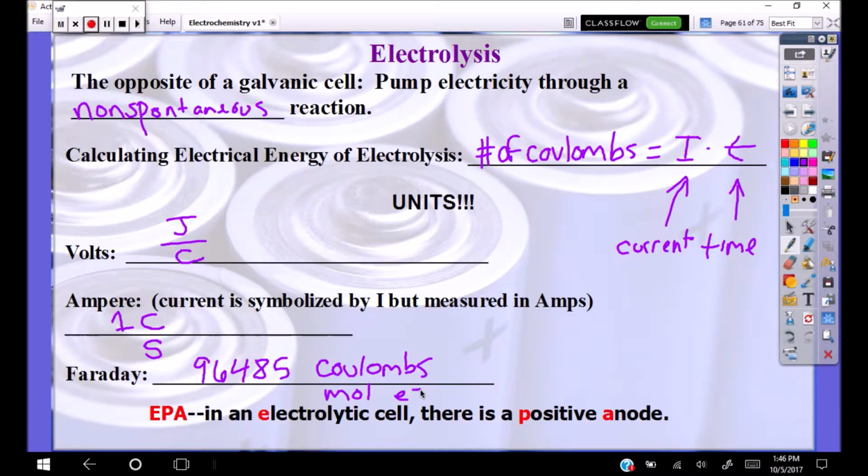One of the things in an electrolytic cell is that there's still an anode and cathode, but the charges switch. If we think about it, this makes sense. We're doing an opposite process, so the charges should switch because we are causing the anode and cathode to move in different directions. So we've got the positive anode and a negative cathode. So we use EPA, electrolytic cell, positive anode.